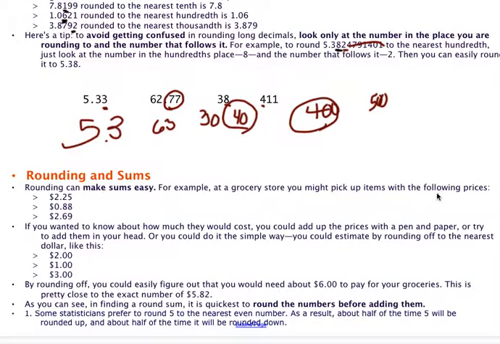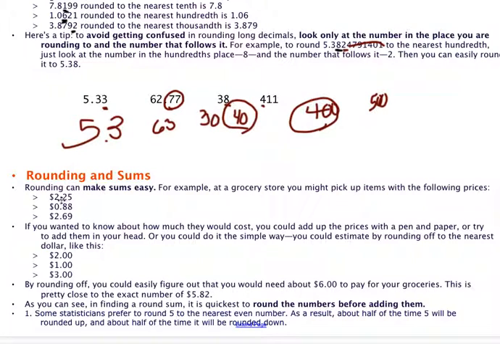Rounding and sums can make things easy. Just as I said in my opener about something costing $9.99, here's a couple of examples. You're at a grocery store and you're picking up these things with the following prices. Something for $2.25, something for 88 cents, something for $2.69. So instead of adding all those numbers up in your head, you could do a quick rounding.